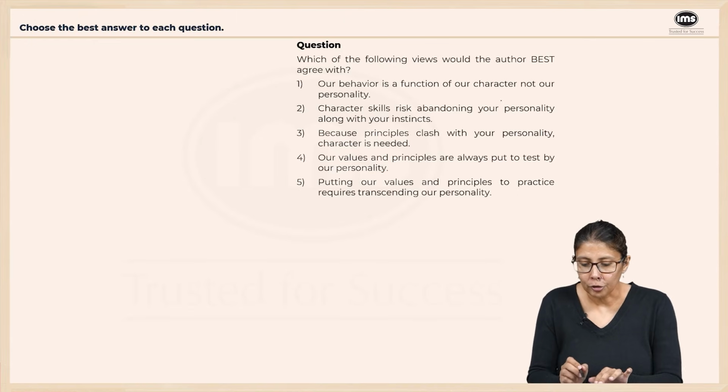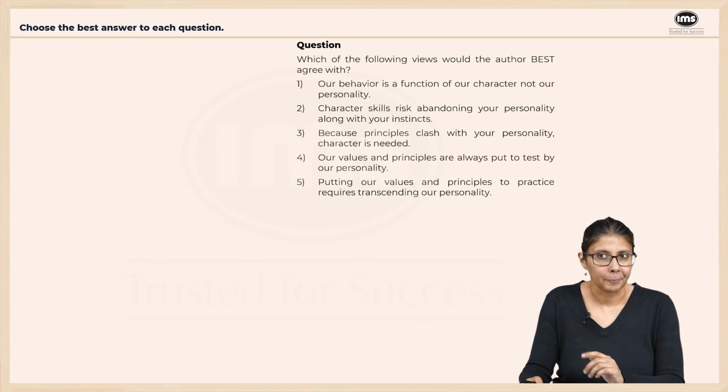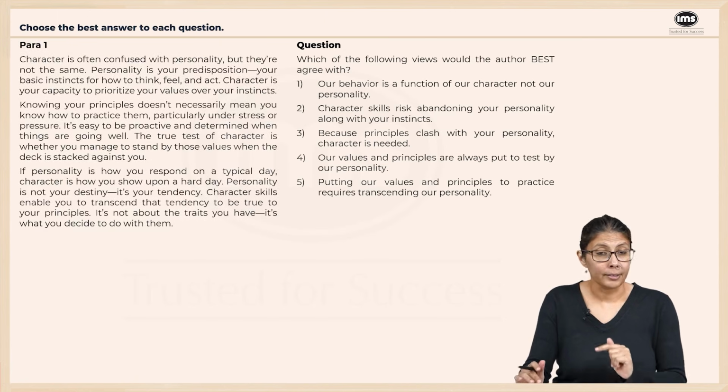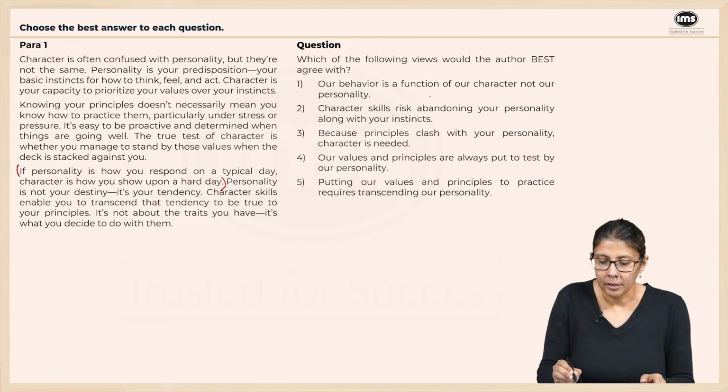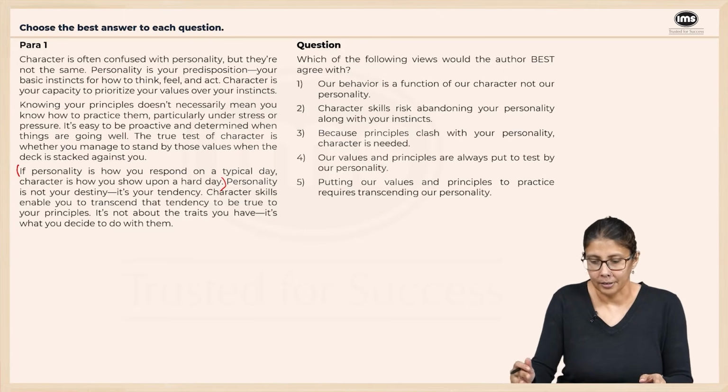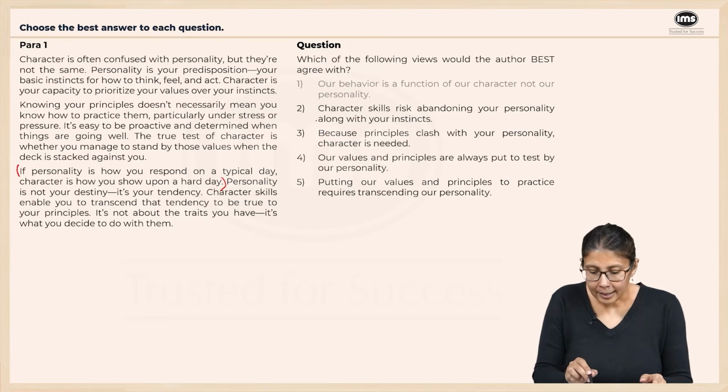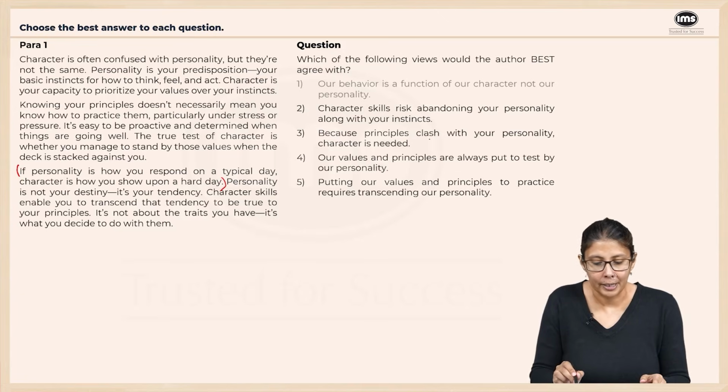Our behavior is a function of our character, not our personality. Well, if you don't look at the passage, you might fall for this one, but this is not accurate because look at this part. If personality is how you respond on a typical day, character is how you show up on a hard day. So, our behavior is a function of character and personality. We're not saying it is one over the other. So, that's one eliminated. The second one says, character skills risk abandoning your personality along with your instincts.